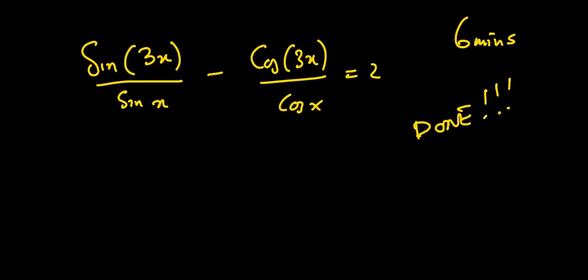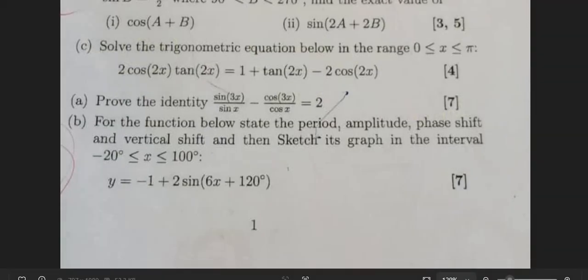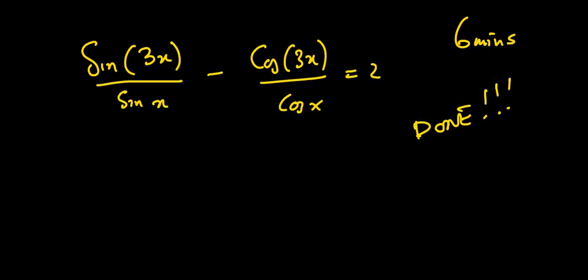Then the last part is asking us to sketch. They're saying for the function below, state the period, amplitude, phase shift, and the vertical shift, and then sketch its graph in the interval -20 to 100 degrees. So this is the question that we have. We'll solve it separately, so this is 3b.